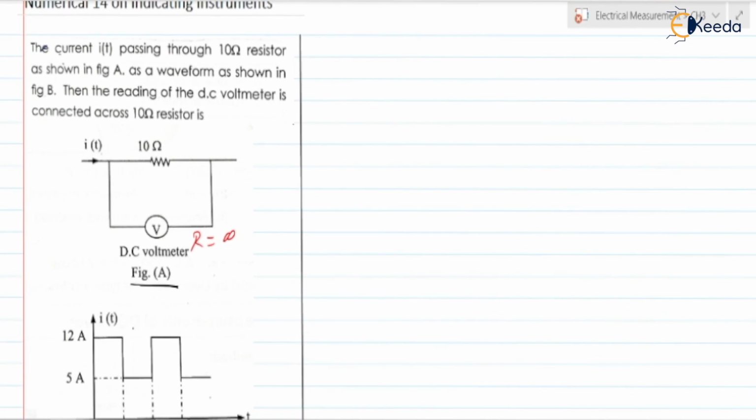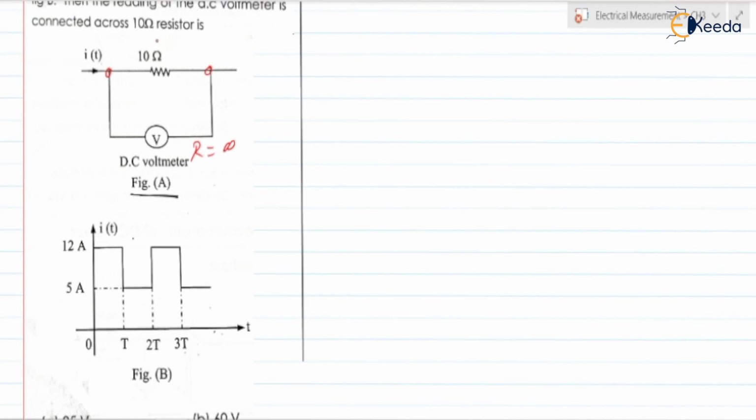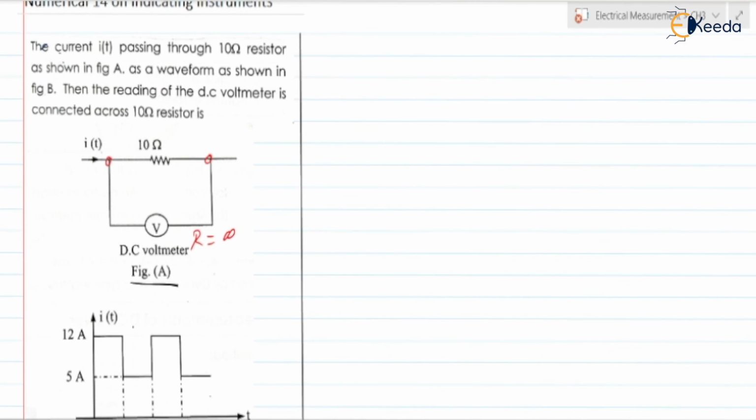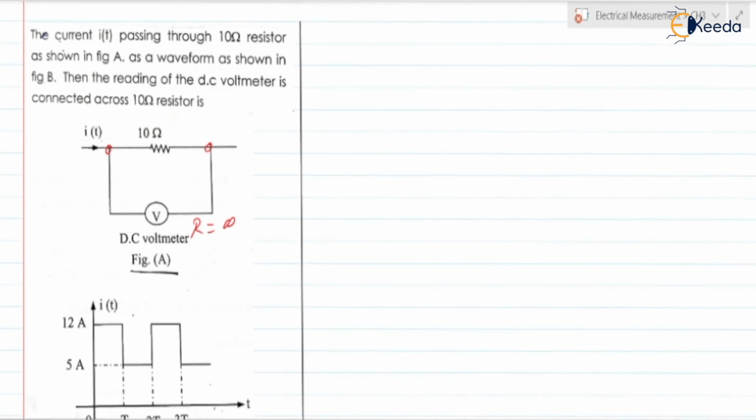Then the reading of the DC voltmeter connected across the 10 ohm resistor. Our task is to find the reading of the voltmeter. So what is the reading of the voltmeter? We can say the voltmeter reading is equal to the voltage across the 10 ohm resistor. What is the voltage across the 10 ohm resistor? According to Ohm's law, it is resistance into current. And we need to find the average value here.